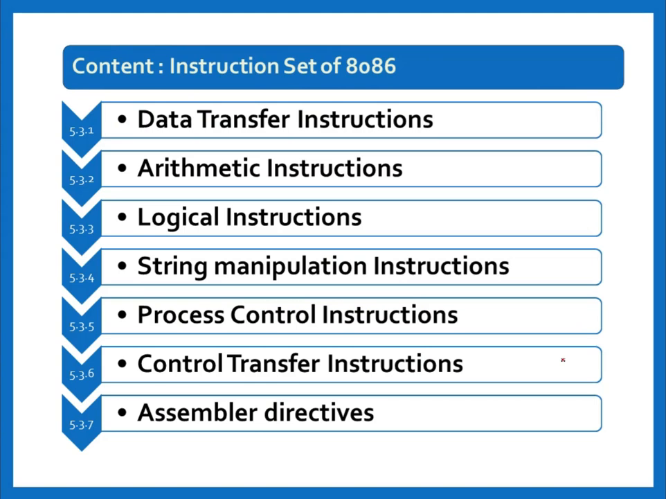In the previous lecture, we have studied about the addressing modes of 8086. Now, in this lecture, we are going to study the instruction set of 8086. Basically, the program is nothing but a set of instructions, and the instructions are nothing but directions given to the processor that decide how to operate on data or an operand.